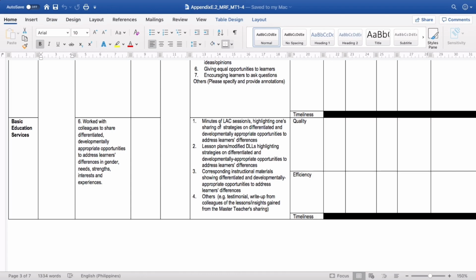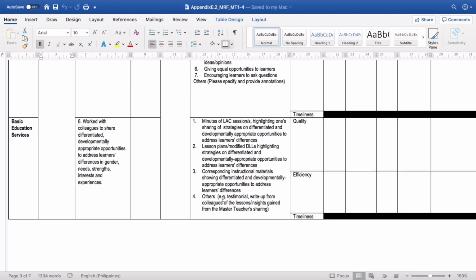The minutes of block session, highlighting one's sharing of strategies on differentiated and developmentally appropriate opportunities to address learners' differences. Lesson plans, corresponding instructional materials, showing differentiated and developmentally appropriate opportunities to address learners' differences, and others.